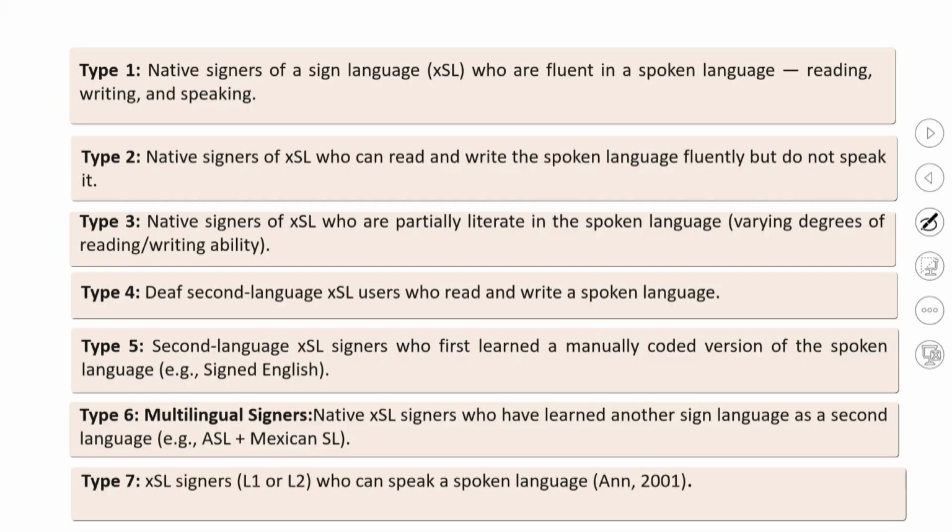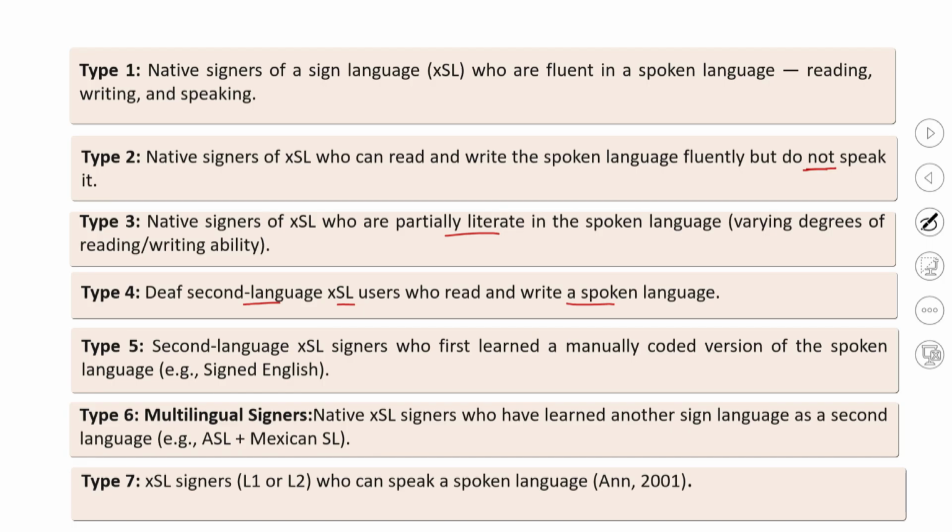Now, let us see. She identifies 7 types, and these are the 7 types. Type 1: native signers of a sign language who are fluent in a spoken language, reading, writing, speaking. So, those people who are bilinguals in a spoken language as well as in a sign language. Type 2: native signers of XSL who can read and write the spoken language fluently, but do not speak it. That is one difference. Then native signers of XSL who are partially literate in the spoken language, and then deaf second language XSL users who read and write a spoken language.